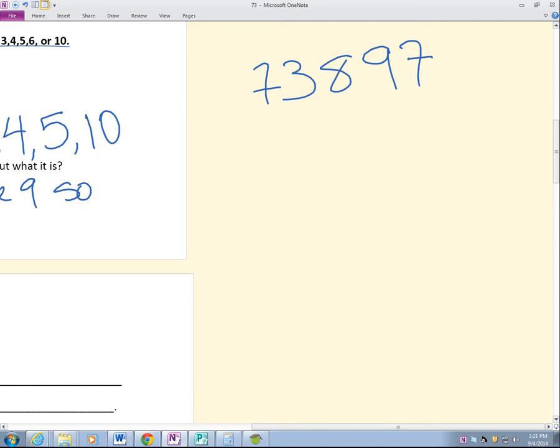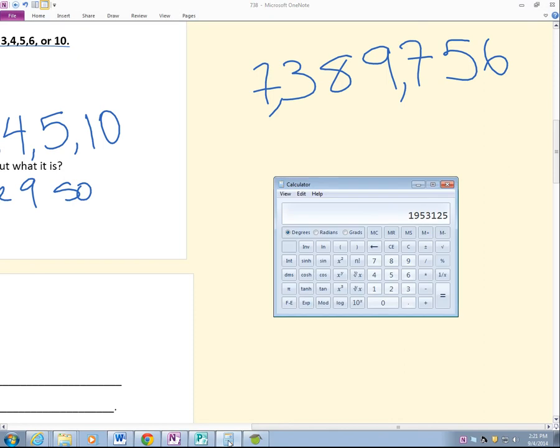Okay. Sydney, you got one? 5. Okay, so we got 10, 19, 27, 34, 39. So what is left? 6. So we can find out if 7,389,756 is divisible by 9. It should be. Let's test it out.